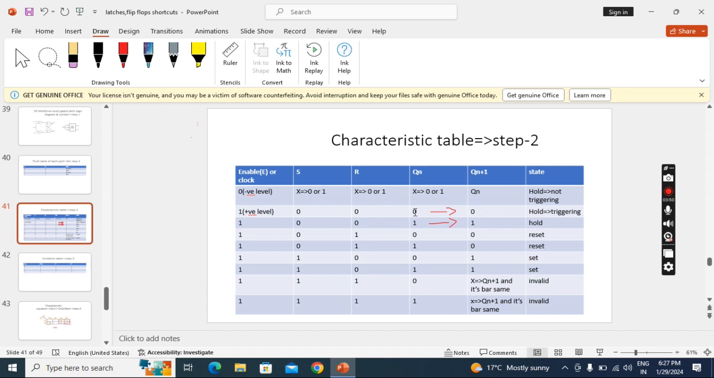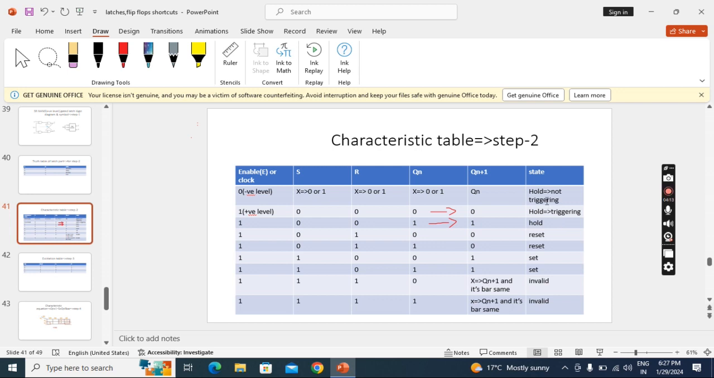What is the n value? When we apply S0 or 0, n value is 0, so n plus 1 is 0. And when n value is 1, n plus 1 value also becomes 1. So this is called hold. 0 is there, 0 is coming, so hold. 1 is there, 1 is coming, so hold.